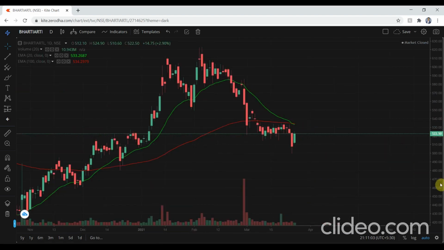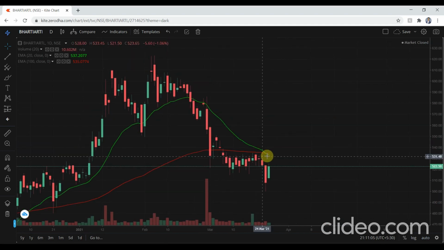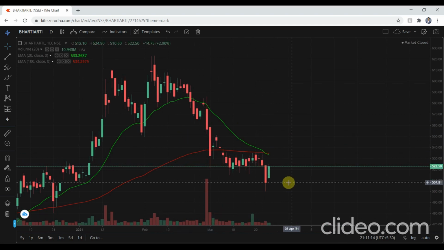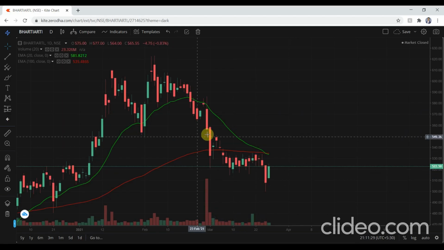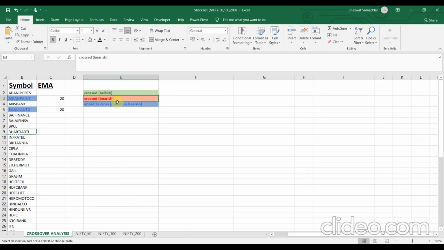Okay, so Bharti Airtel: the 20 EMA has just crossed. This is the best instance that I am looking for. The 20 EMA has crossed the 100 EMA, and that's a bearish sign. As I have mentioned in the color coding also, if the 20 EMA has crossed the 100 EMA from the upward side downward, then it is a bearish sign. The 20 EMA was up, now it is coming below the 100 EMA, so I will mark it as red. Again, mark it as 20.